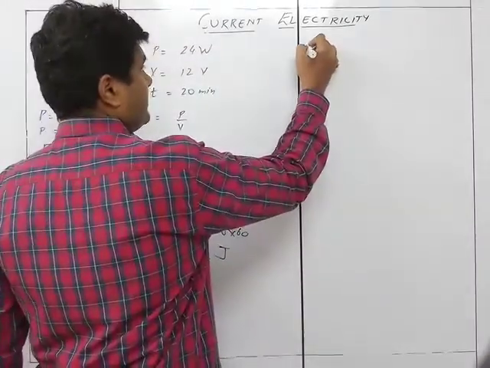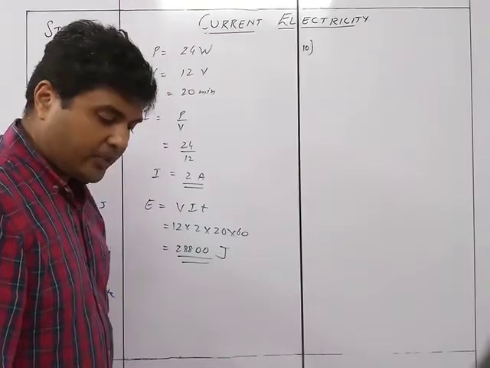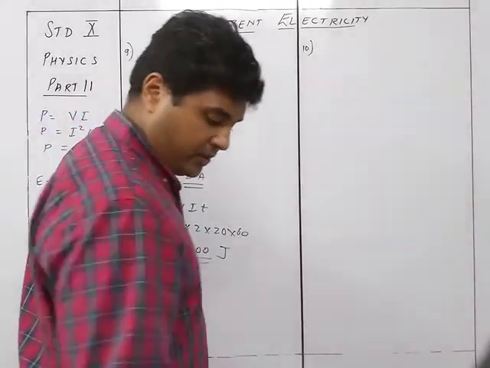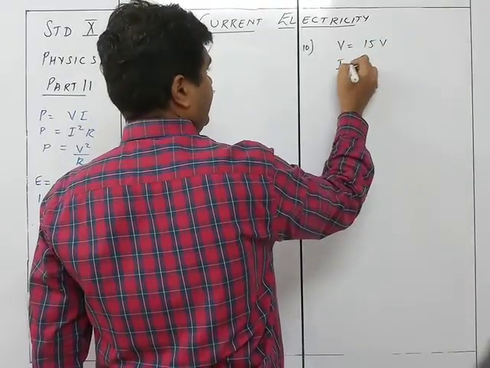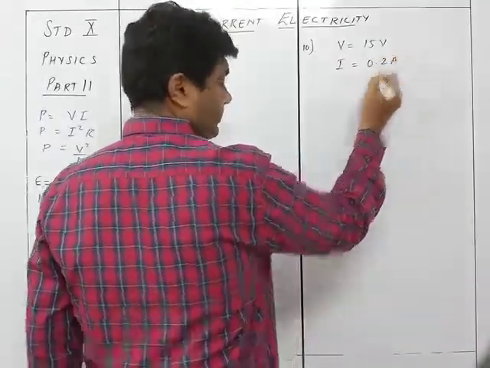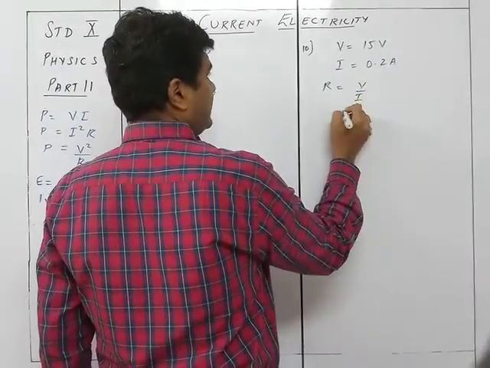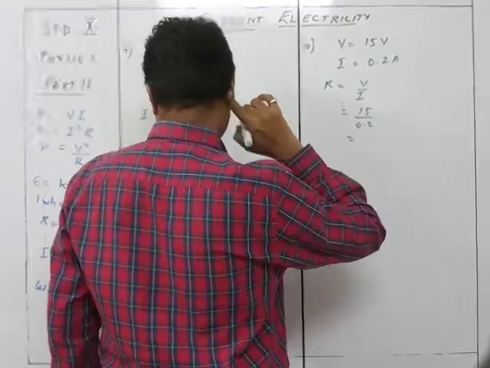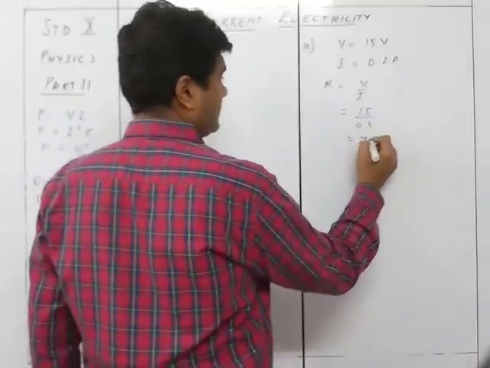The next is sum number 10. A current of 0.2 ampere flows through a wire whose ends are at a potential difference of 15 volts. So V is equal to 15 volts, current I is equal to 0.2 ampere. So R is equal to V upon I, that's 15 upon 0.2, which is equal to 75 ohms.